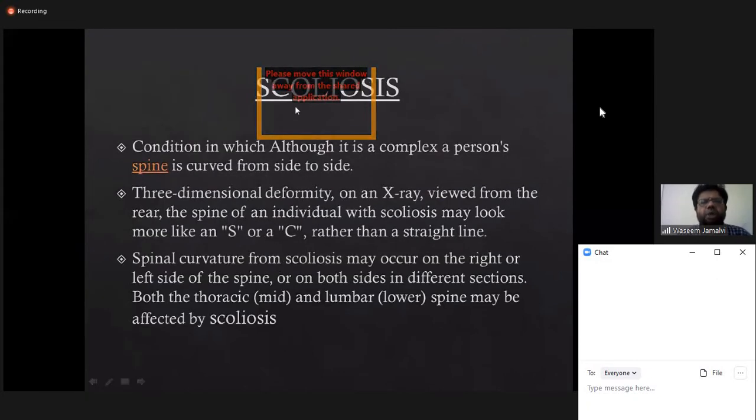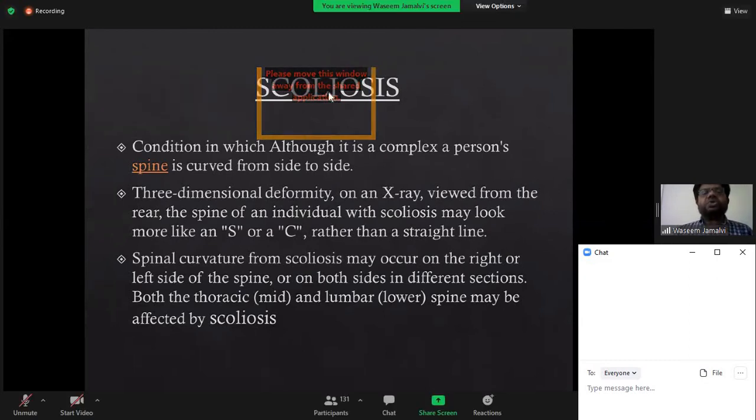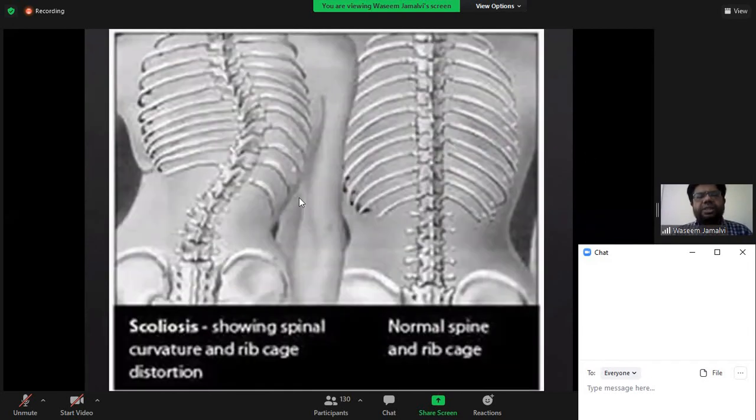So the last topic, but not the least, scoliosis. Scoliosis means a person's spine is curved either to the left side or to the right side. Basically, it is a three-dimensional deformity, and on an X-ray viewed from the rear, the spine is either in an S shape or C shape. There is lateral scoliosis, right or left side, but sometimes the scoliosis is anterior or posterior, which is very difficult to pick.